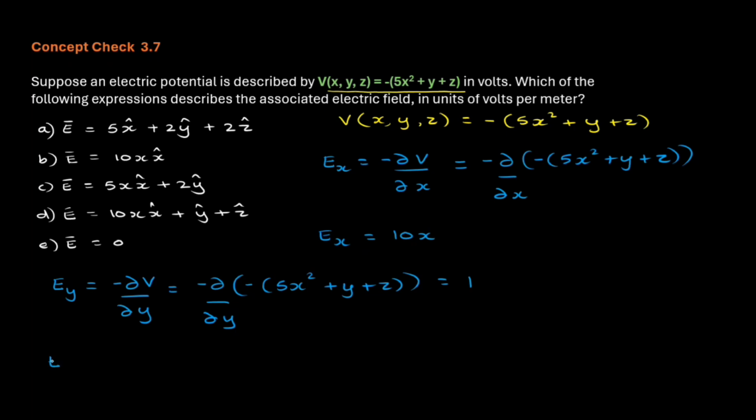Let's do the same thing to find Ez, which will be equal to negative derivative of V with respect to z, which is minus the derivative of negative 5x squared plus y plus z. Again, since we are taking the derivative with respect to z, x and y will be considered constants. Both the first and the second terms do not contain any z, so they are treated as constants and the derivative of a constant is 0. Only the last term contains z, and the derivative of just z is 1 again. Minus and minus here will give you plus.